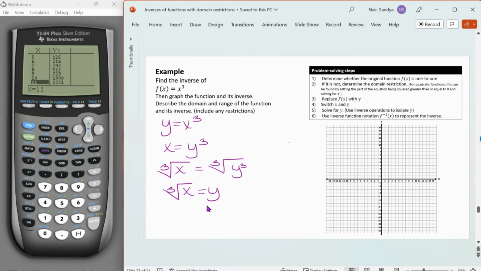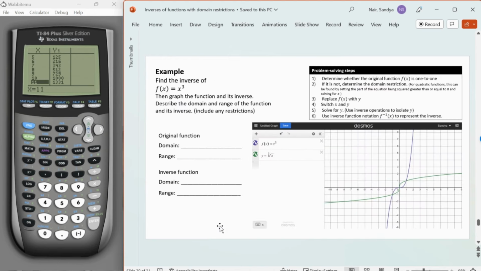Okay. And this should be a function, right? Because I didn't need to restrict any of my domain. And you can see that, in fact, it is a function, right? So everything does pass the vertical line test. So my original function, it has a domain. Notice that it goes on forever. So the domain is going to be from negative infinity to positive infinity, and same idea with the range. Okay. And then my inverse also does go on forever in both directions. So it's going to be negative infinity to positive infinity. And the range is also going to be negative infinity to positive infinity.